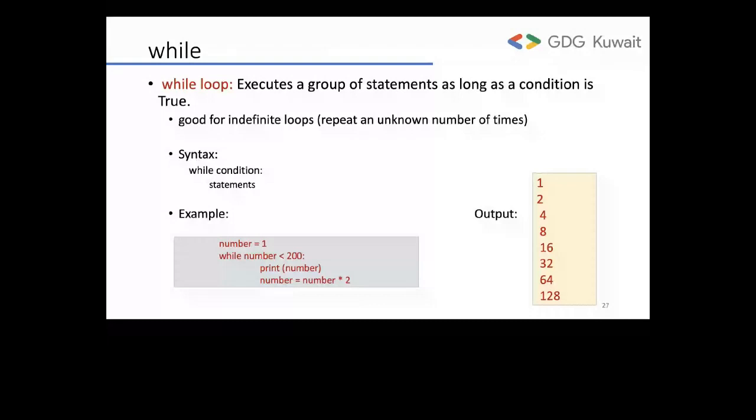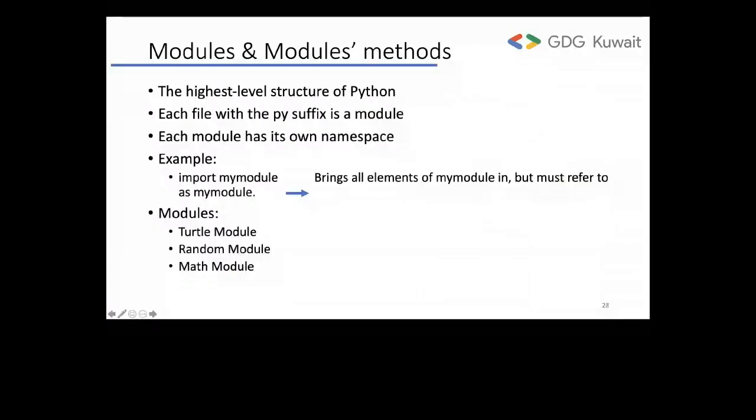Okay, now we have something called modules and module methods in Python. The module is the highest level structure of Python, and each file with the suffix .py is a module. Each module has its own namespace. For import my module, okay, it will bring all elements of the module. It's like a library or something. Okay, think of it as that.